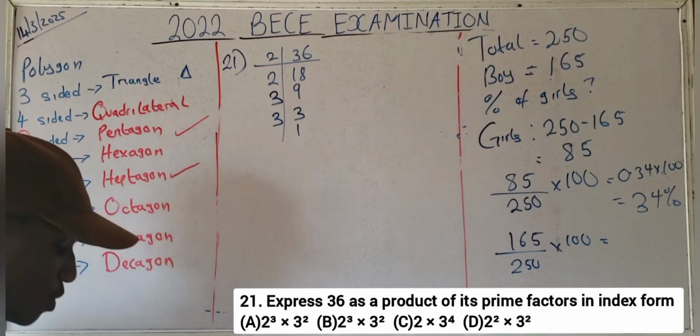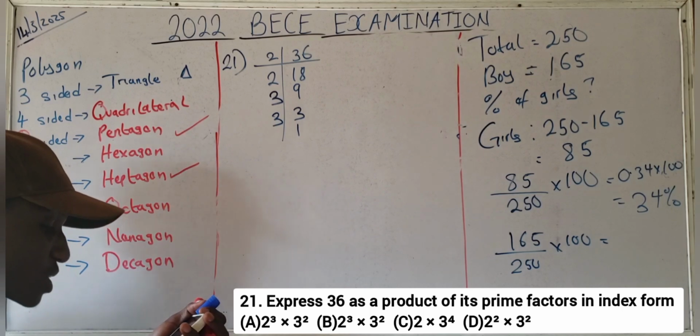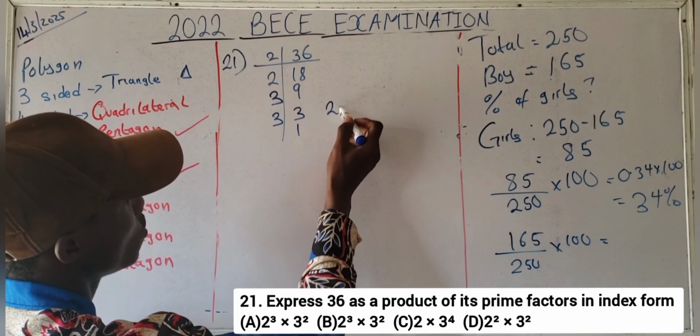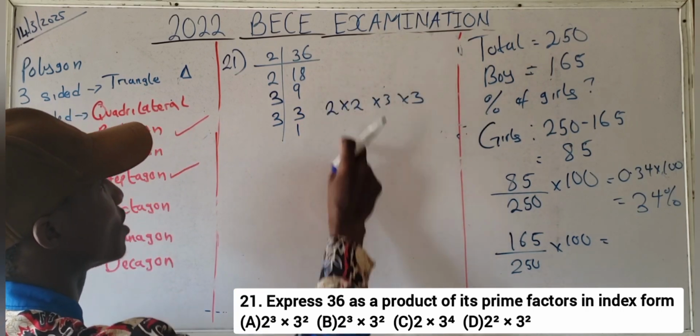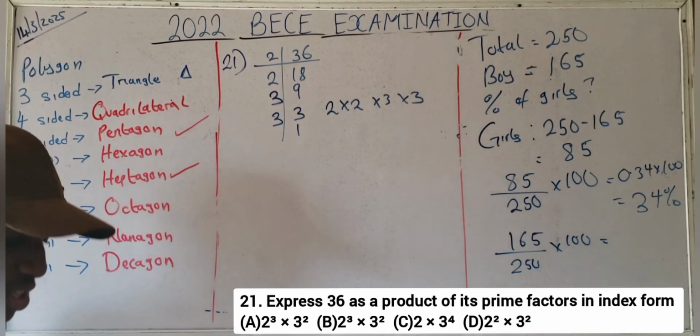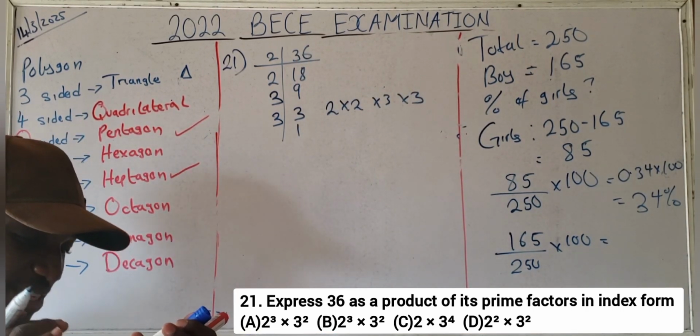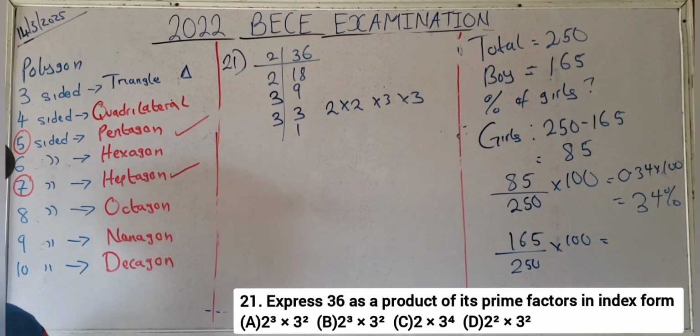So if you want to express this as a product of its prime factors, we are going to have 2 times 2 times 3 times 3. If you take this product together, you are going to have 36. But now the question says that we should express it as a product of its prime factors in index form.